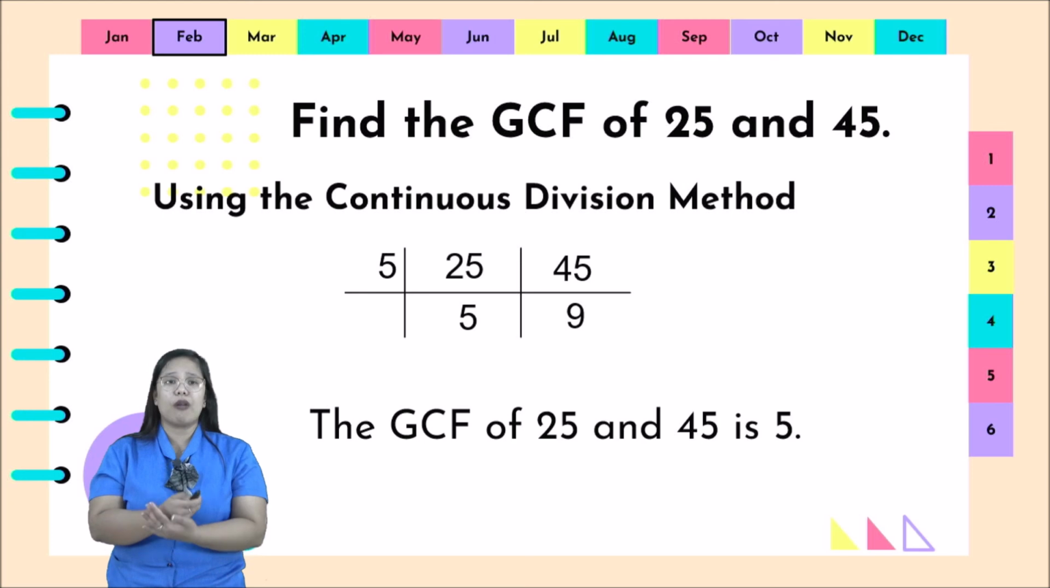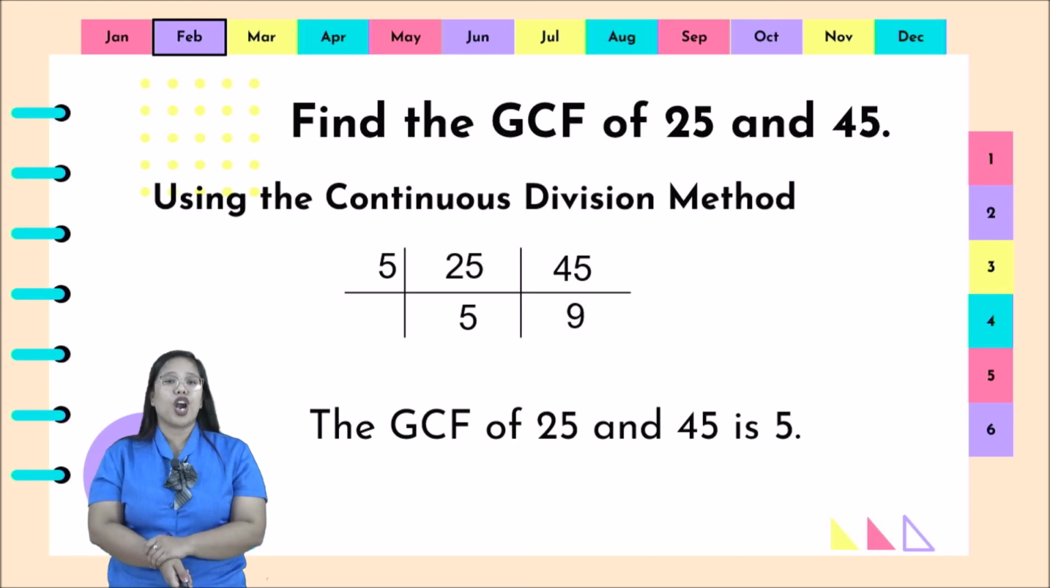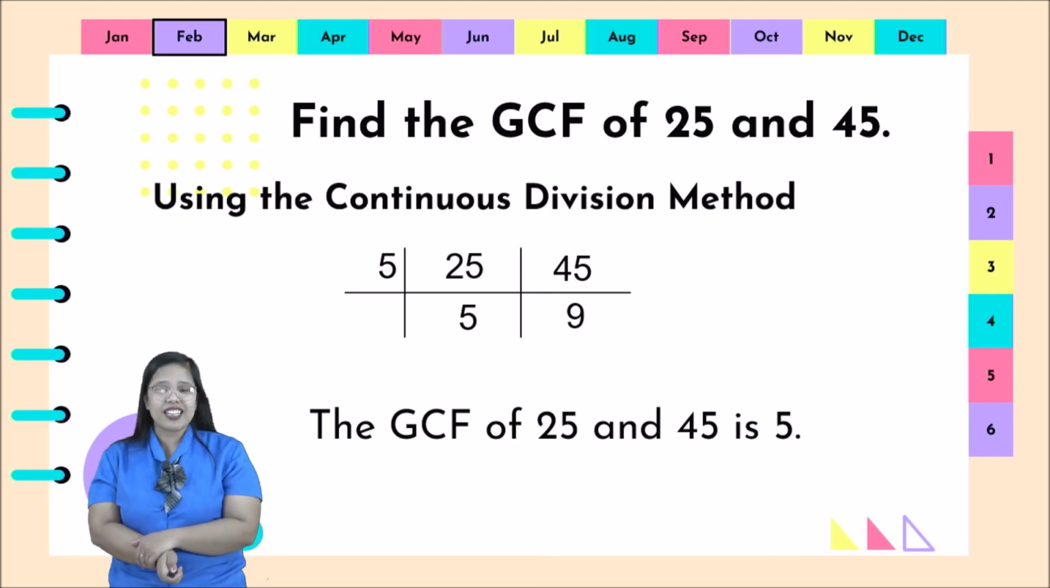Did you get our lesson for this day, kids? I hope you learned a lot for this day. But remember, kids, there are only 3 methods in finding the GCF. The listing method, the continuous division method, and the prime factorization method. I hope you enjoyed our class today, kids.